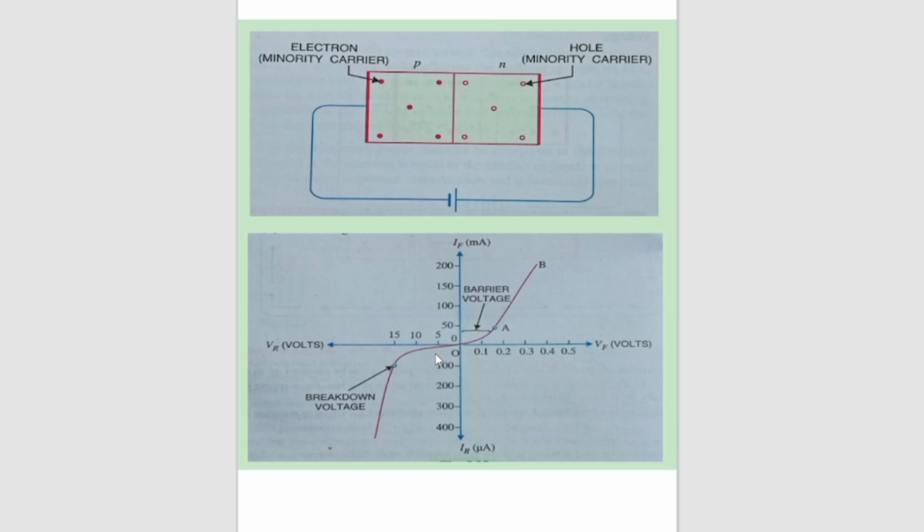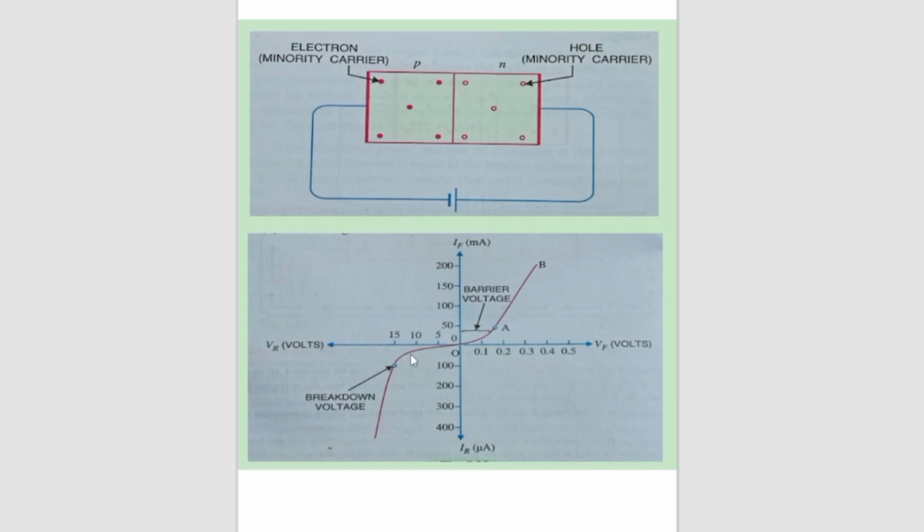It may be recalled that there are a few free electrons in P-type material and a few holes in N-type material. These undesirable free electrons in P-type and holes in N-type are called minority charge carriers or minority carriers. To those minority carriers, the applied reverse bias appears as forward bias. Therefore, a small current flows in the reverse direction.